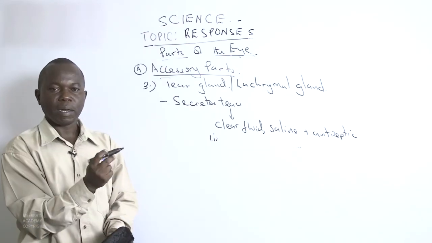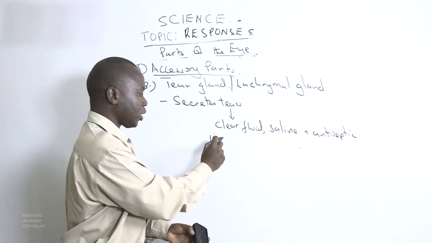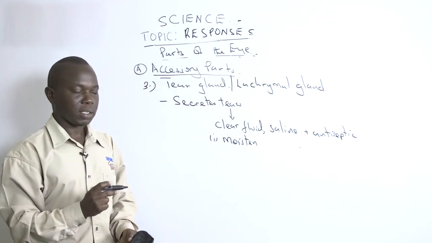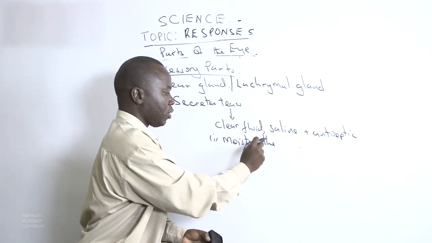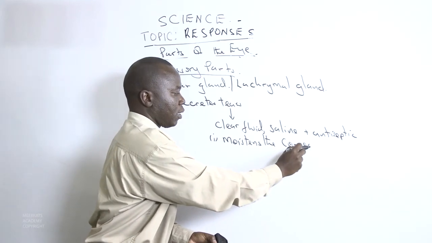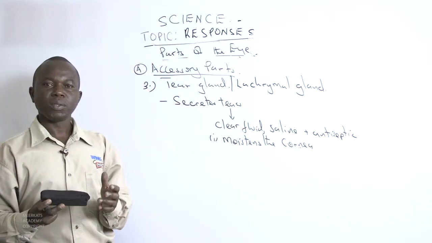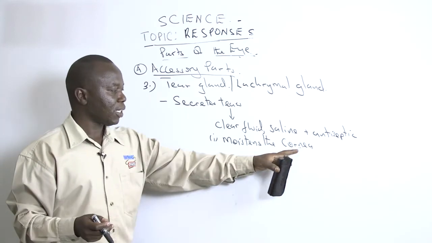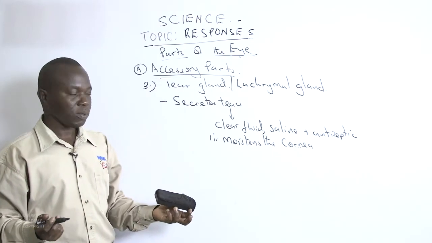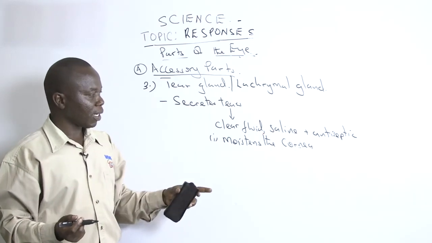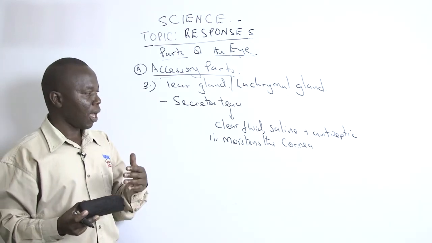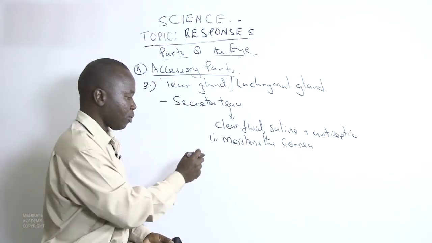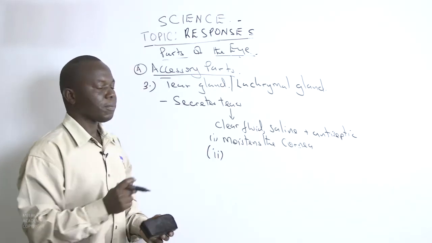Tears have some roles. One of them is to moisten. Roles of tears. Tears usually moisten the cornea. The eye is not supposed to be too dry. So tears will come in handy to make the eye or the eyeball or the cornea wet or moist.